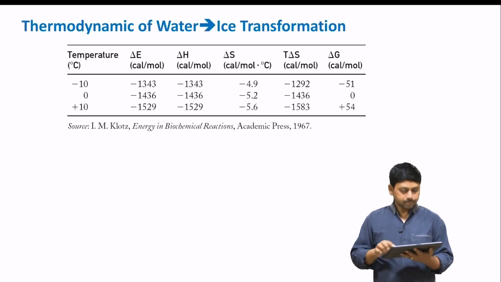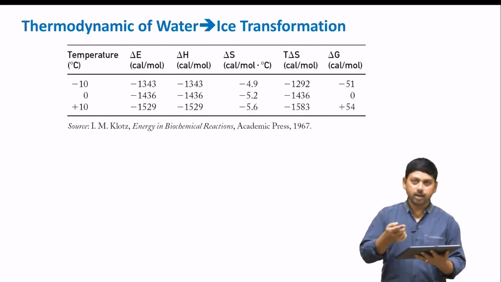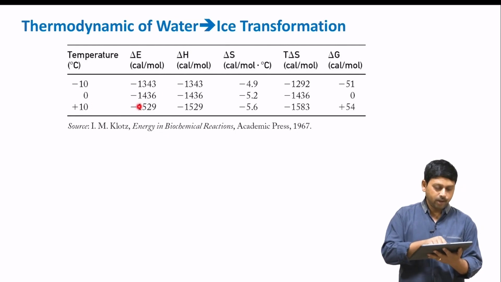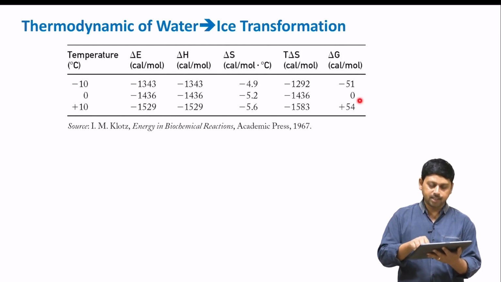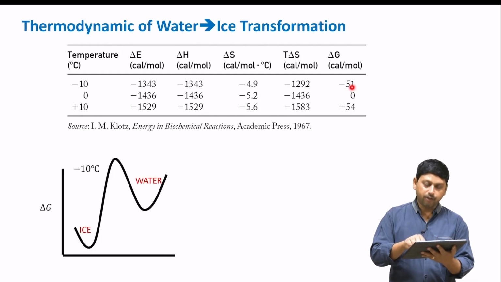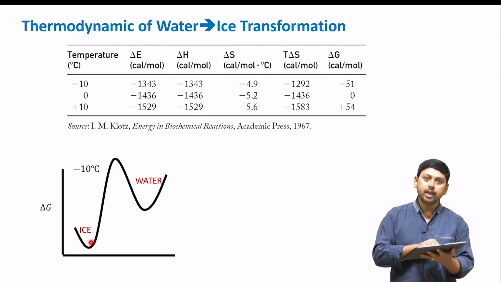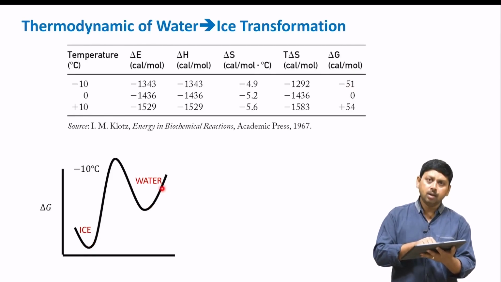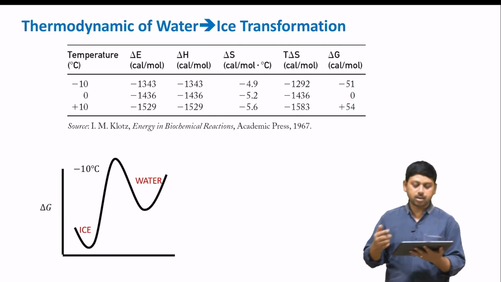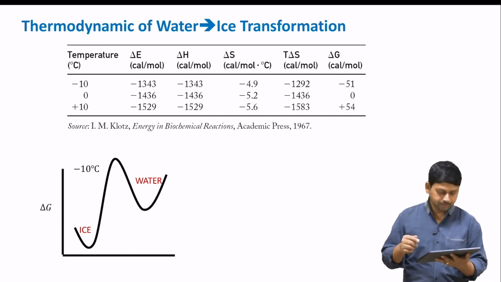Okay, so here is some more example of water to ice conversion. There is a table taken here where enthalpy, entropy and everything is given, and free energy is also given at 3 different temperatures. At minus 10 degrees centigrade, what you see is that delta G of ice is negative and water is positive, and therefore, it will form ice. It does not mean that water will not form at all, but again it is the probability. Minus 51 is a lot to overcome.